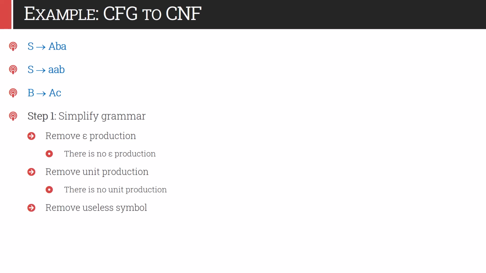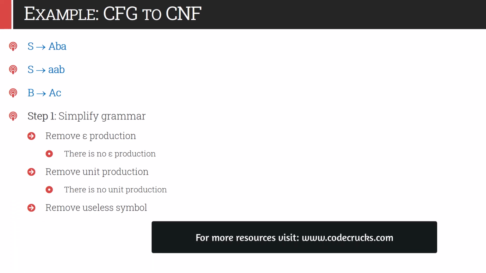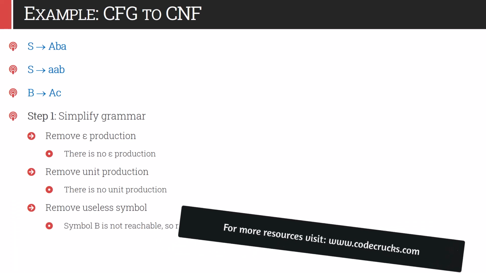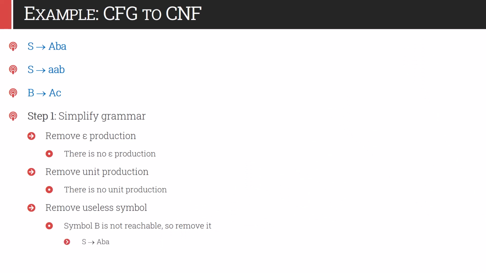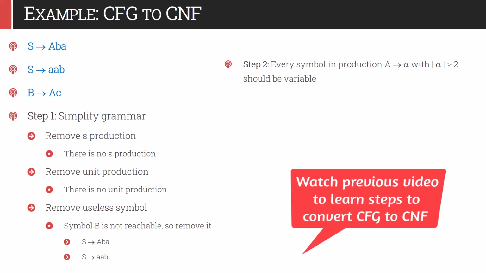If we start from capital S, then we can go to A, but it is not possible to go to capital B. So the production of B we have to remove, because B is not a reachable symbol. Now our final grammar after simplification would be S gives A, small a, and S gives A, B.